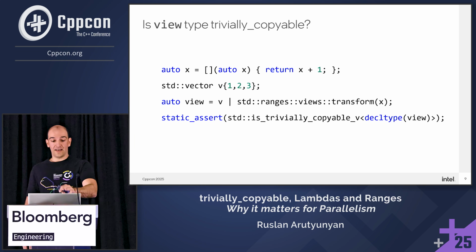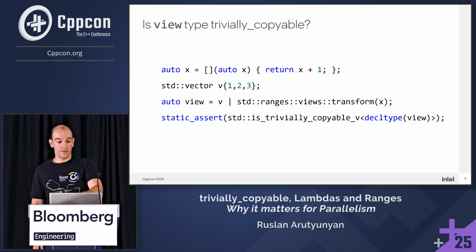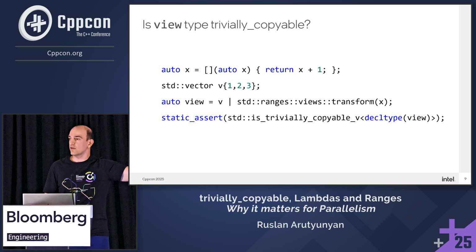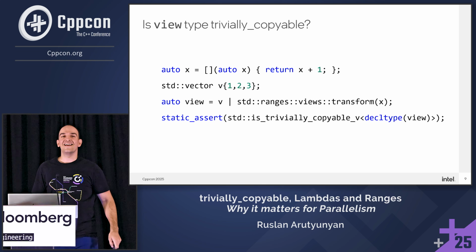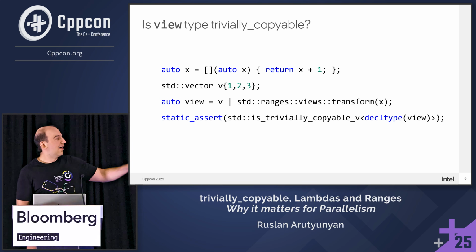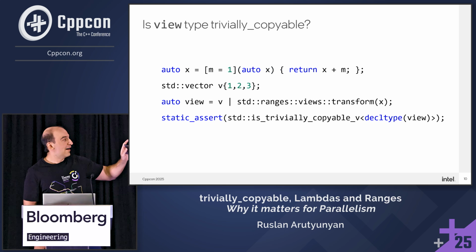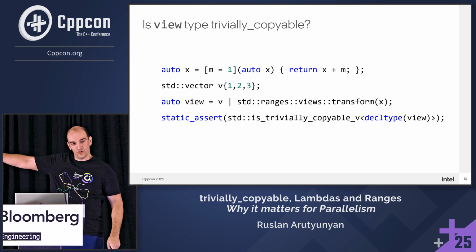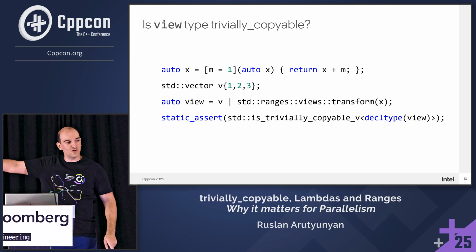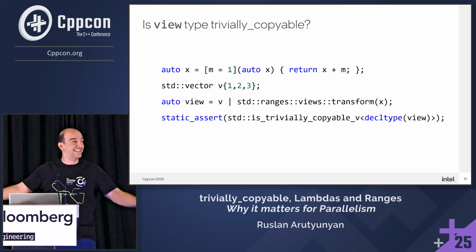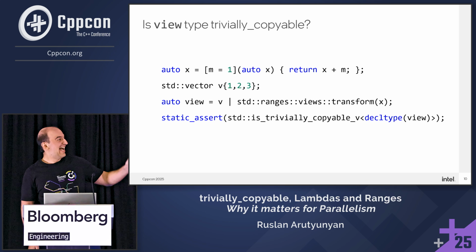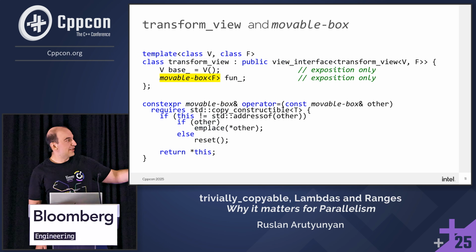I have a lambda, I have a vector, I pipe it with std::views::transform. Is my view, decltype of my view, is it trivially copyable? No. Yes, it is. It is trivially copyable. But if I change it to the lambda with capture, is it still trivially copyable? Sure, why not? No, it's not. And the point is, we will see in a minute.